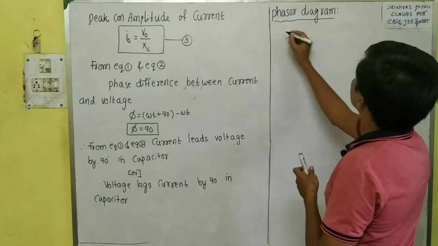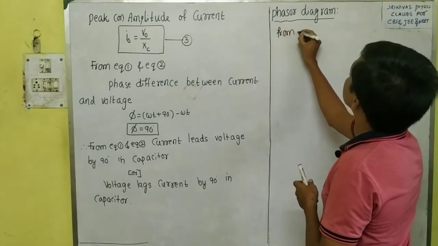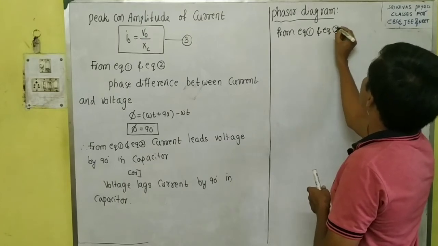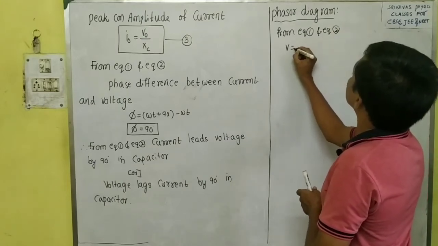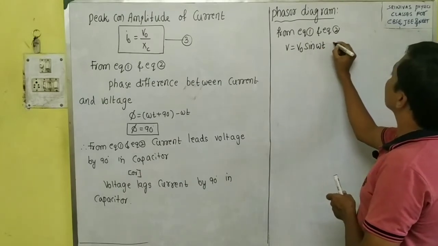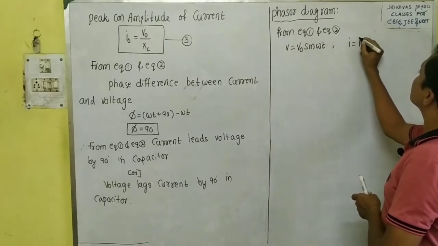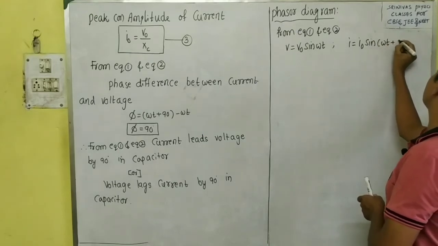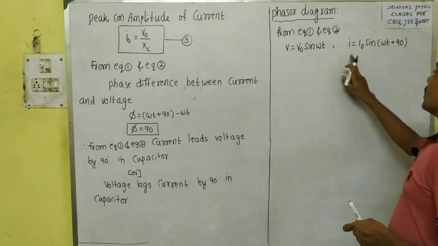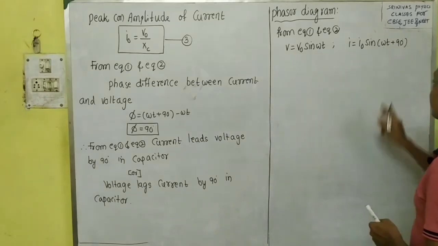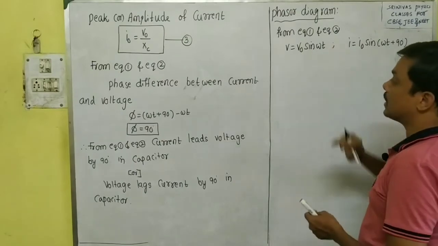For that, from equation 1 and 2 we write the equations. Voltage equation we got as V naught sin omega t. It is fixed everywhere. And the current equation we got as I naught sin(omega t plus 90). That means current leads; current angle is more, voltage angle is less. That's why current leads voltage by 90 degrees.